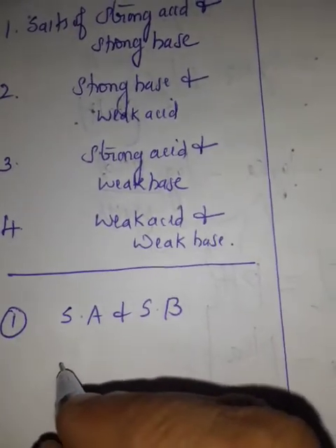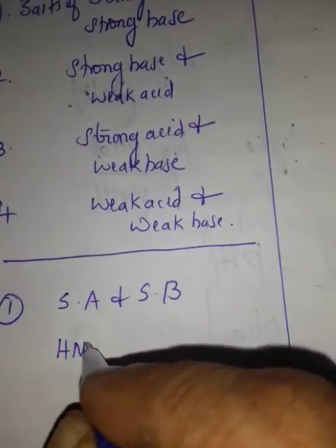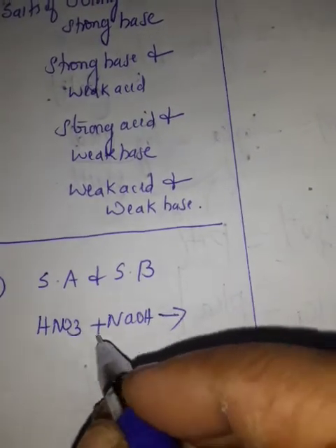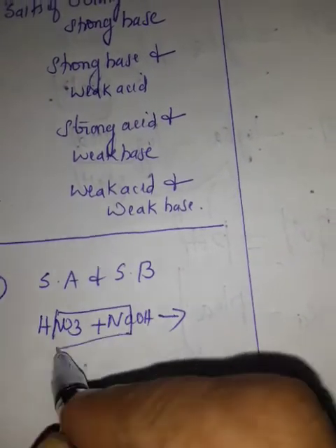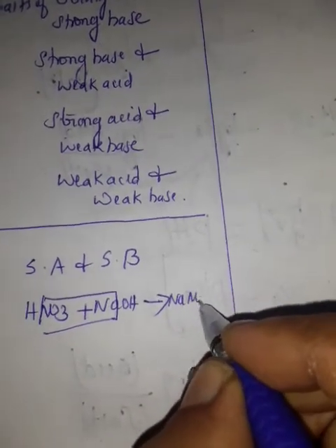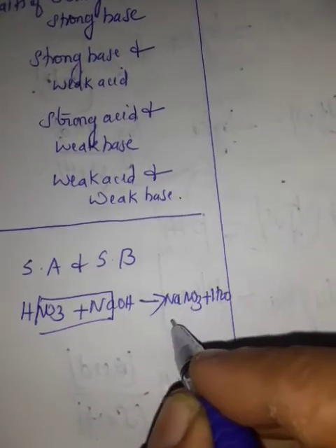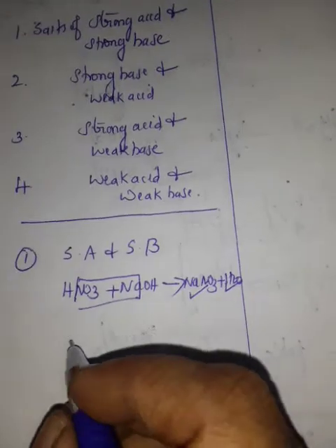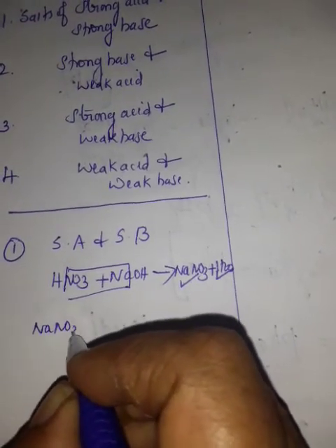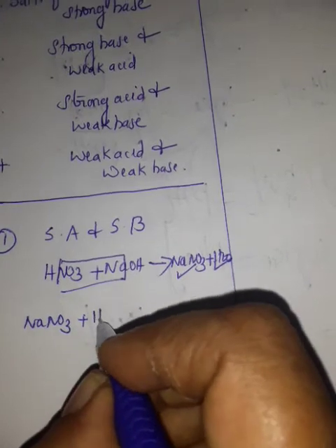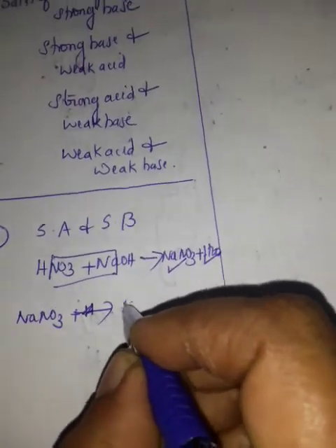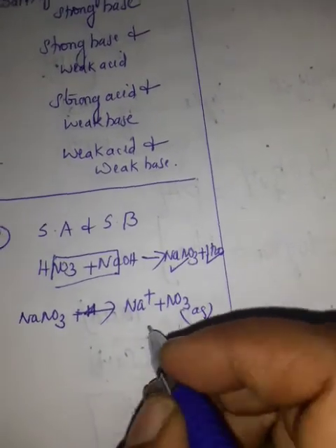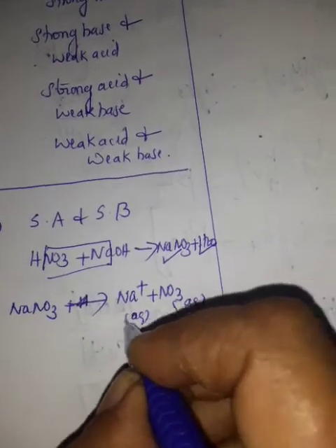For a strong acid, take nitric acid, HNO3, and a strong base, sodium hydroxide, giving a salt, NaNO3, plus water. Here this is the salt and this is the water. The salt NaNO3 is completely dissociated in water, giving Na+ and NO3- in aqueous solution.